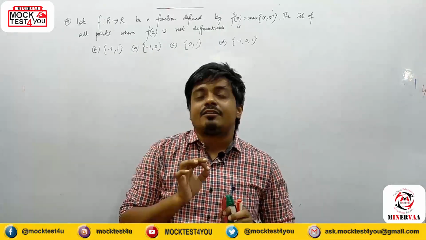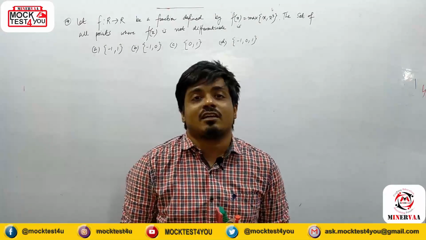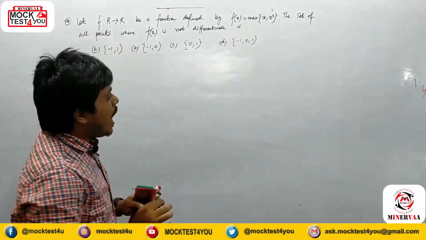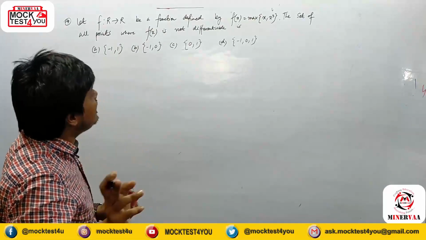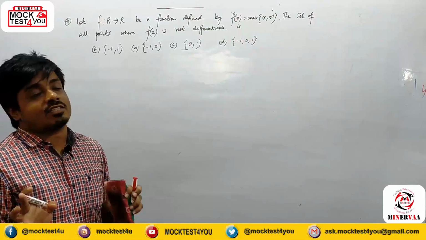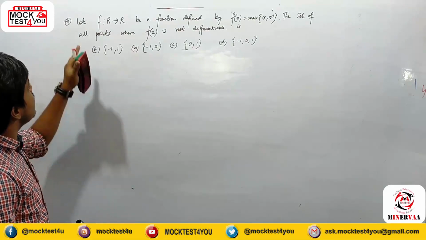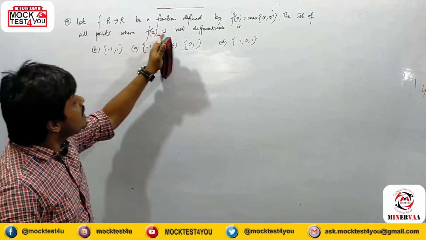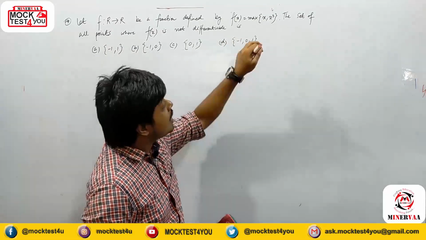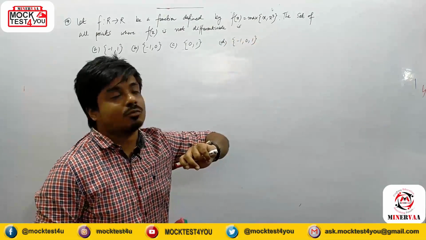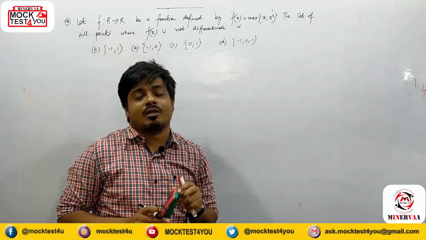Okay, different type of problem. This problem we will solve graphically. So how will we do it? Let's start with this one. It's a new type of problem. I can guarantee that you will find it very, very interesting. So how to start with this question? The question says the function f from R to R is defined by f(x) is equal to maximum of x comma x cube. Find the set of all points where f(x) is not differentiable.